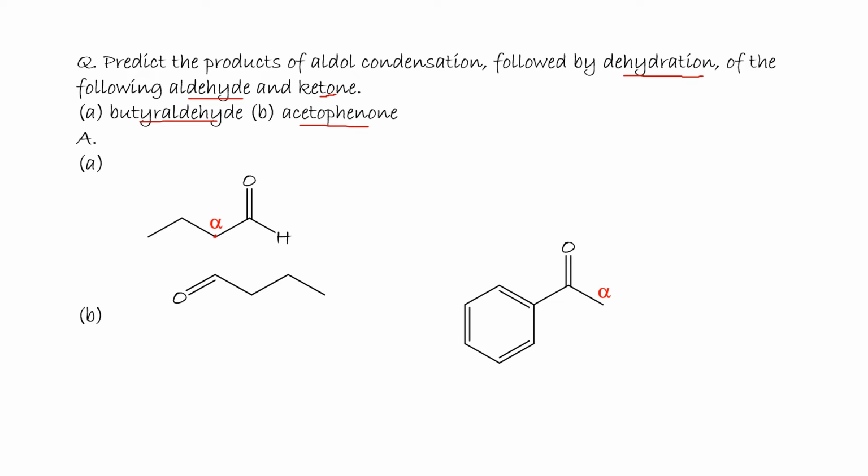Okay, here is another species. The first step will be enolization and formation of a double bond between these two carbons, then attack on the carbonyl to get the beta hydroxycarbonyl, followed by dehydration. So this is the expected product.